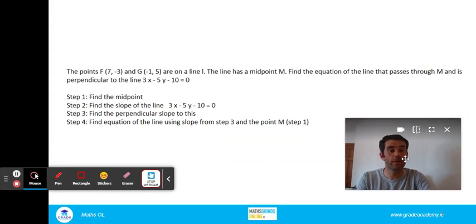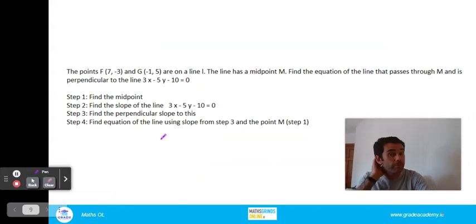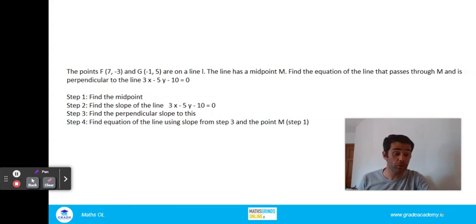Okay, now if we are given a question like this, a couple of steps in this one now, guys, so we'll just go through it. We are using the formula from the previous video that we've touched on, and reminder again, all your formulae are in your log tables. Okay, the points are given here as f and g. f is (7, -3) and g is (-1, 5) are on a line L. That might not look like L, but that's L. The line has a midpoint M. Find the equation of the line that passes through M and is perpendicular to this line here.